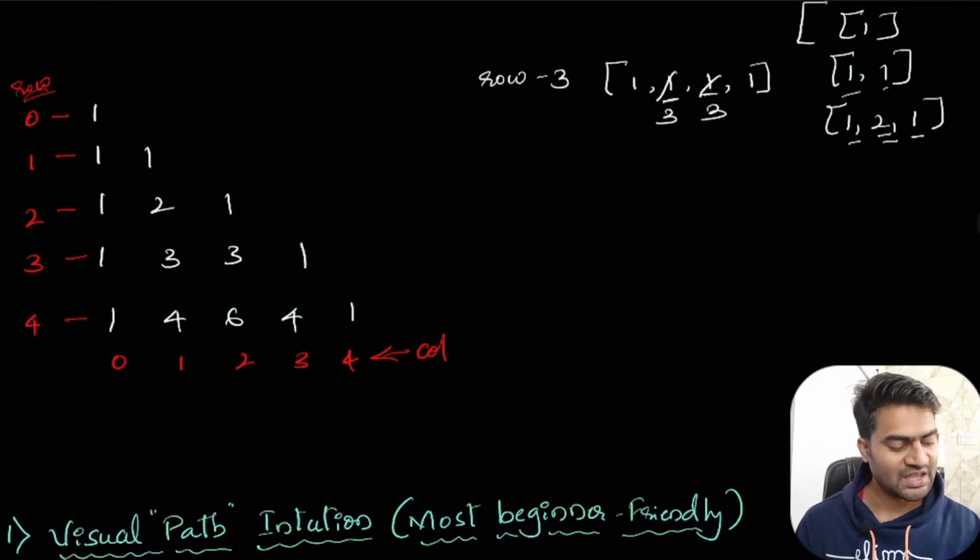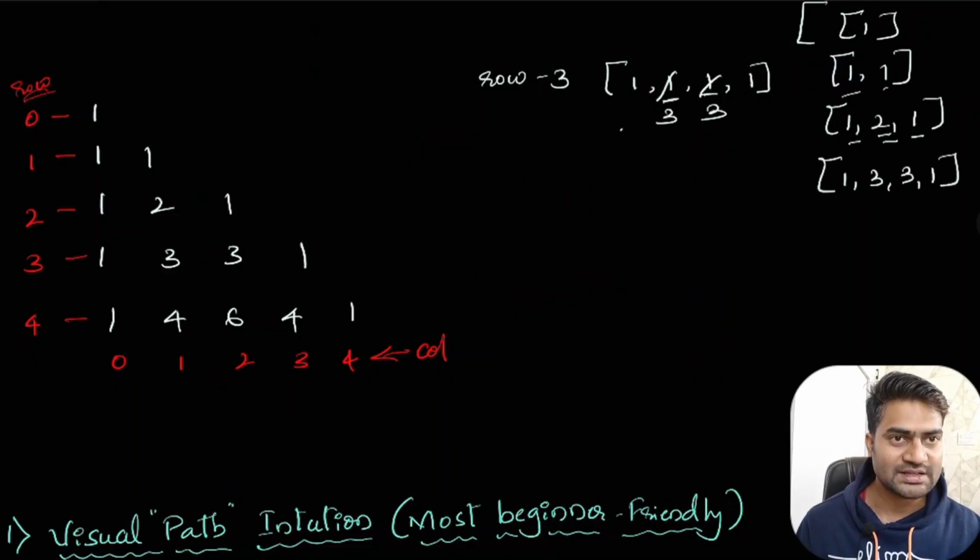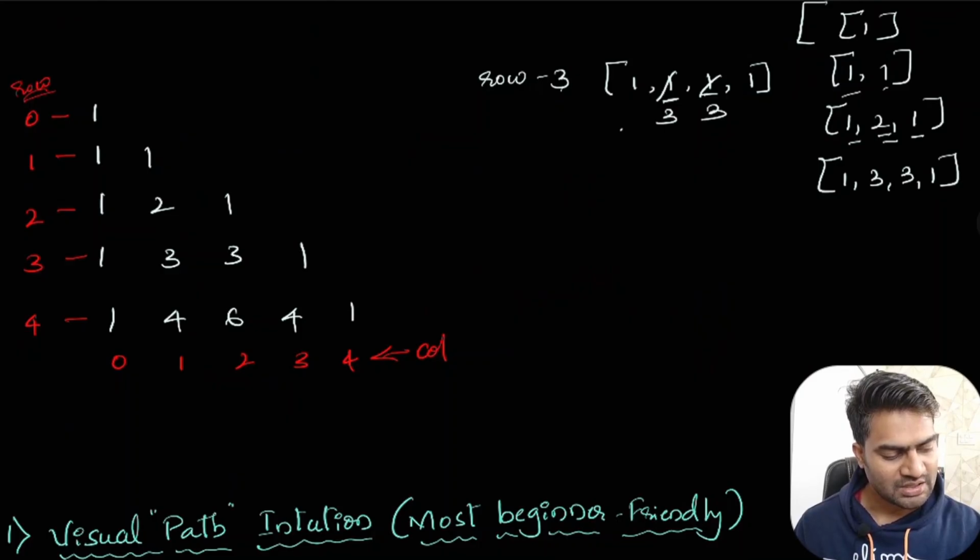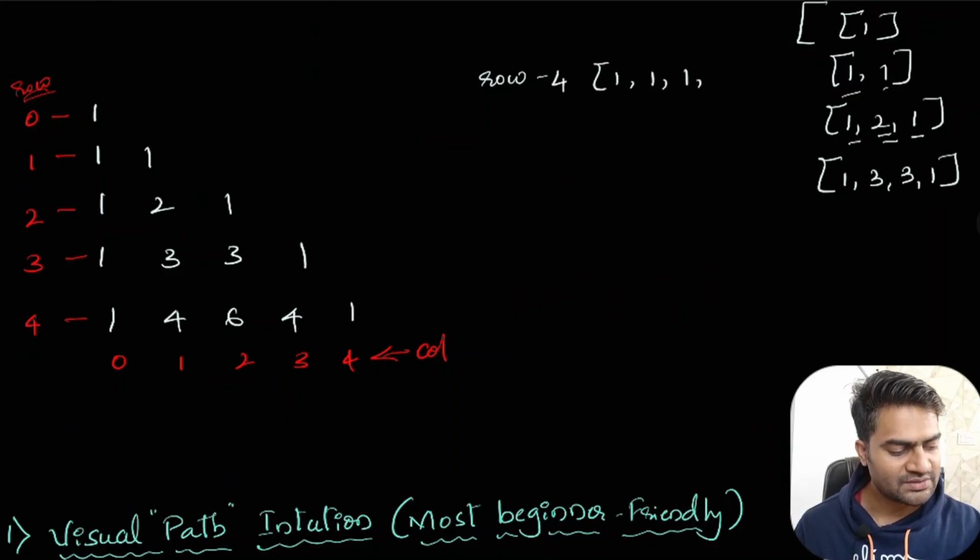So this is how I generate this value. Then I will push this value into our results array. So similarly, I will do it for row 4. Since it is row 4, I will generate an array of 5 values and initially fill it with ones.